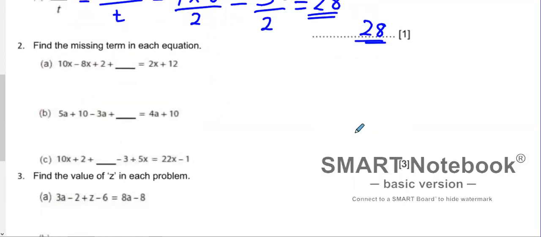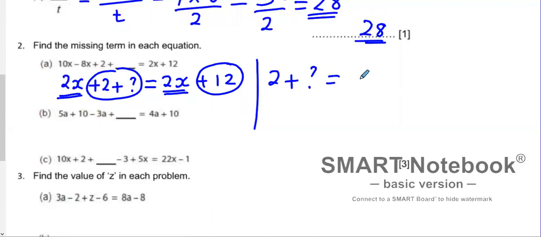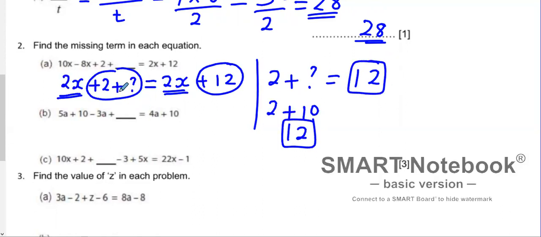Question number 2 is find the missing term in each equation. You are given this question, 10x minus 8x. This is 2x. Now plus 2 plus which number here will give you 2x plus 12. Now here what we need to do is just comparison. That 2x on the left-hand side equals 2x on the right-hand side. So what is missing here is 2 plus which number equals 12. So in that case, it will be 2 plus 10. And you can see that 2 plus 10 equals 12, and it is this number they are looking for. So the number which is missing here is 10. So you write here, the missing number is 10.